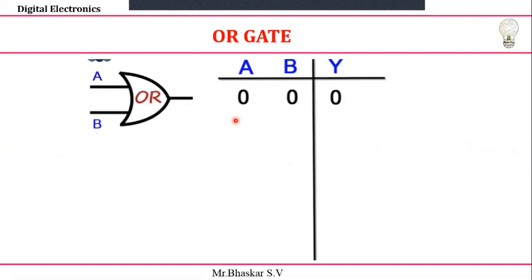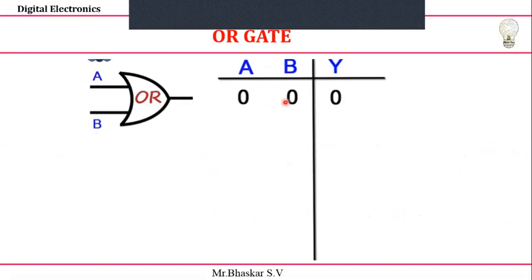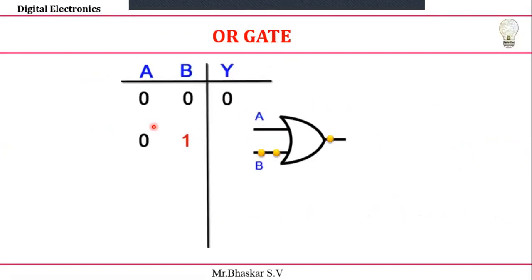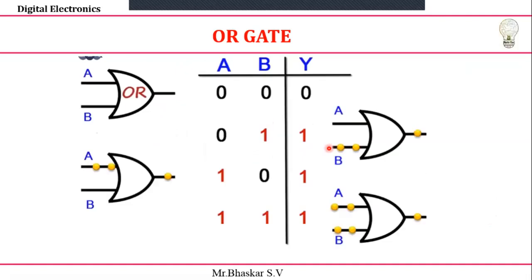Next, let's write the truth table for that. In an OR gate, if both the inputs are 0, 0, the output will be 0 only. Second case, if I take one input as 0 and the second input as 1, then the output will be 1. Third case, if A is 1 and B is 0, I'll get the output as 1. If you take 1, 1 also, I'll get 1.